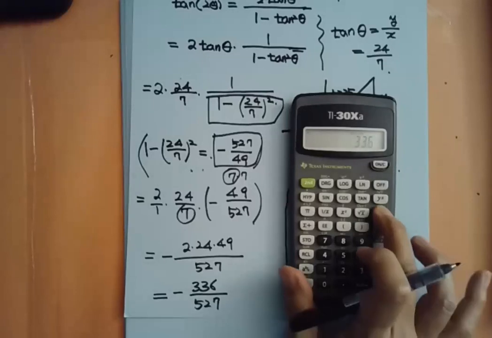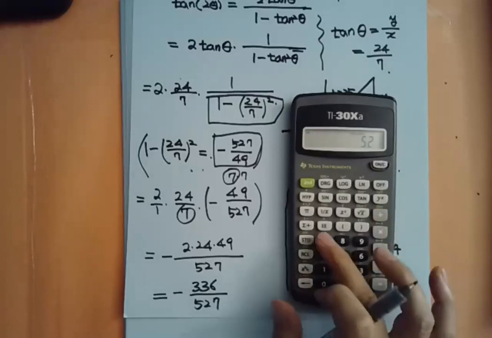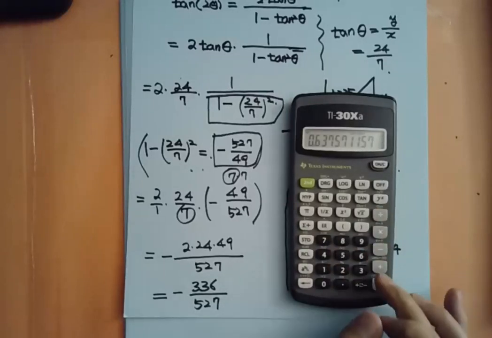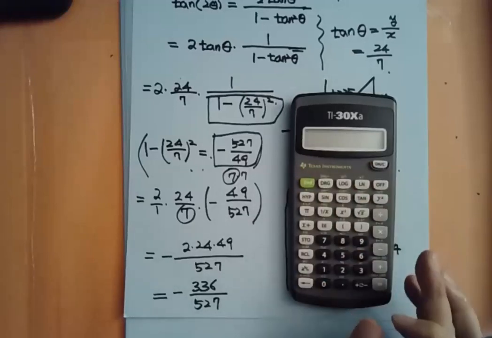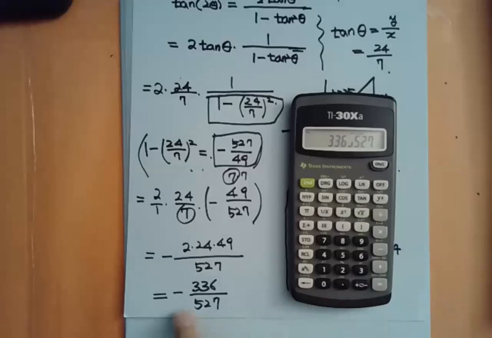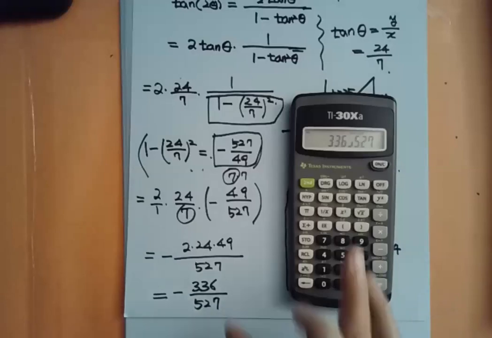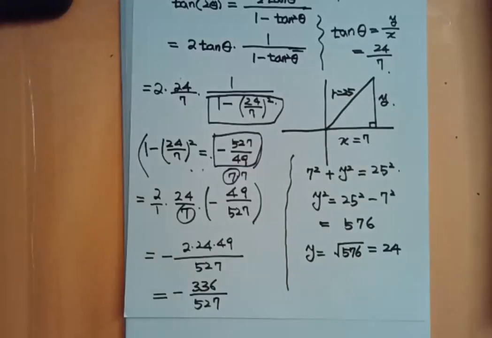336 divided by 527 and evaluate it. And that is a decimal number, but you can convert that to a fraction. So you're getting the same number. That means that is the simplest form and you cannot reduce further. Any question?